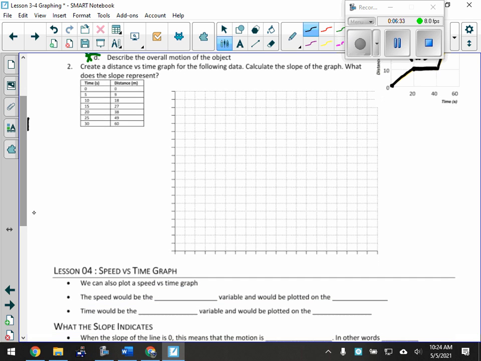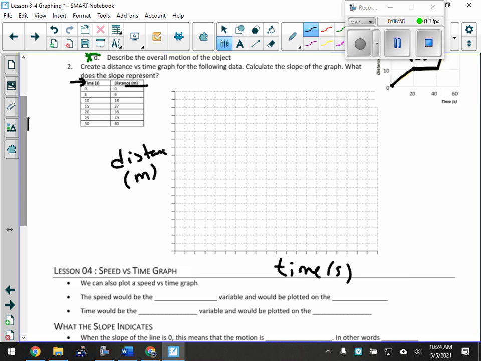I'm just going to scooch that up here. Now, create a distance versus time graph. Calculate the slope of the graph. What does the slope represent? So, a little bit of practice here. Distance is going to be measured in meters. I know that because of this chart right here. If you haven't done this, make sure you do this. This is going to be good practice for you. That is the time in seconds, and I know that because of this right here.